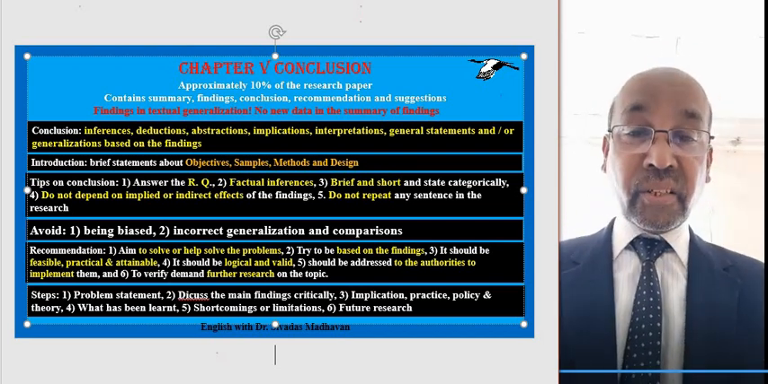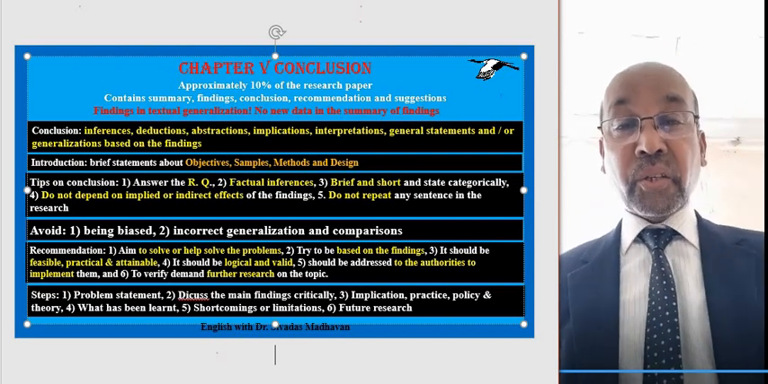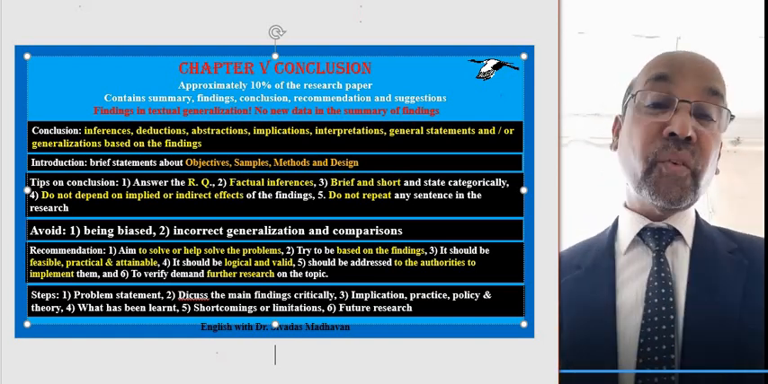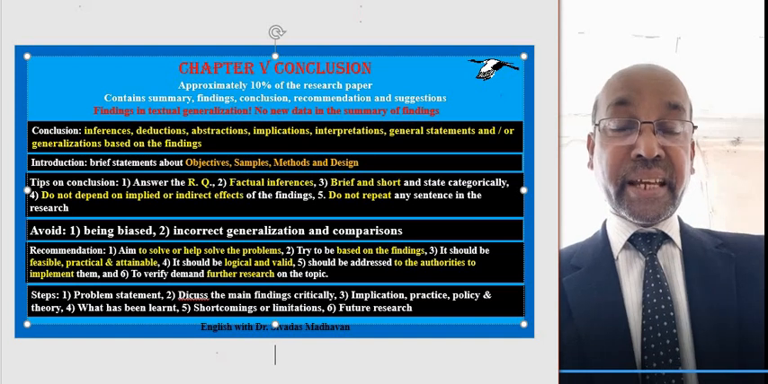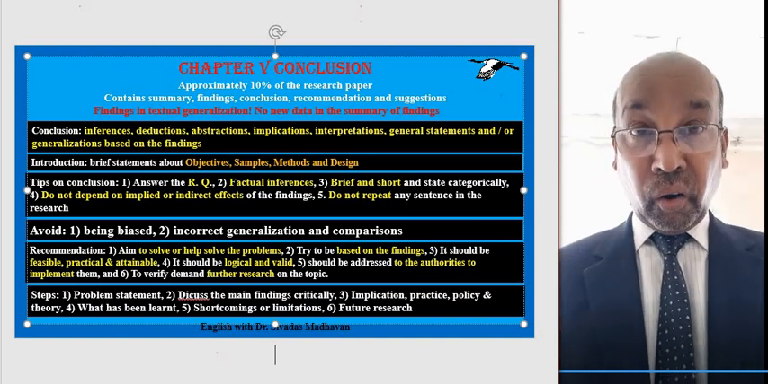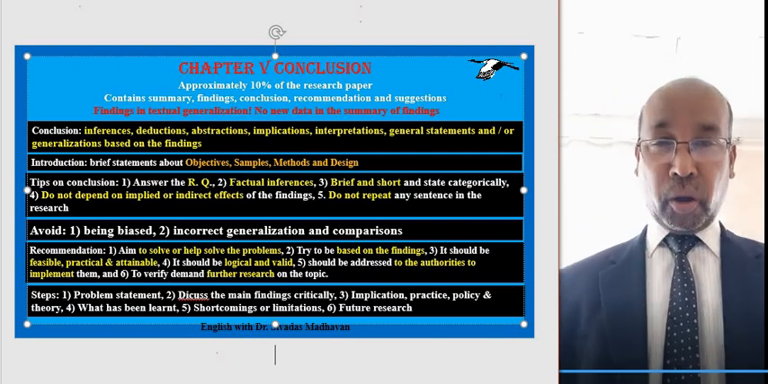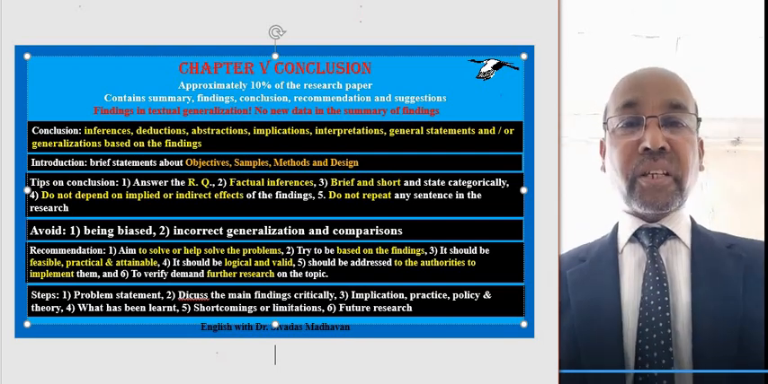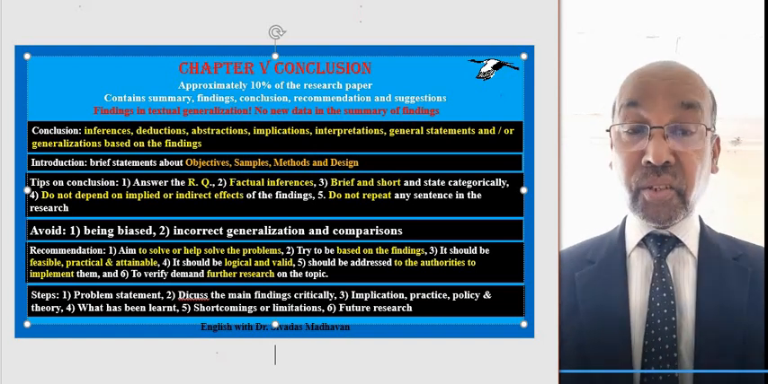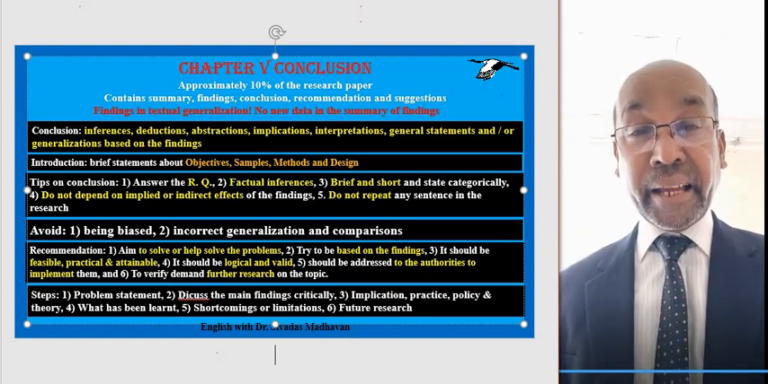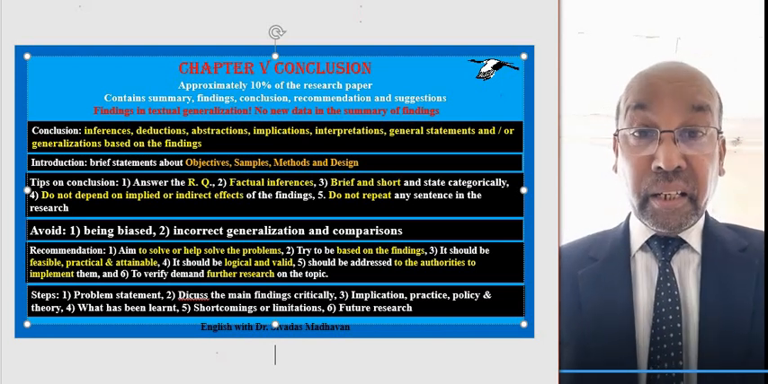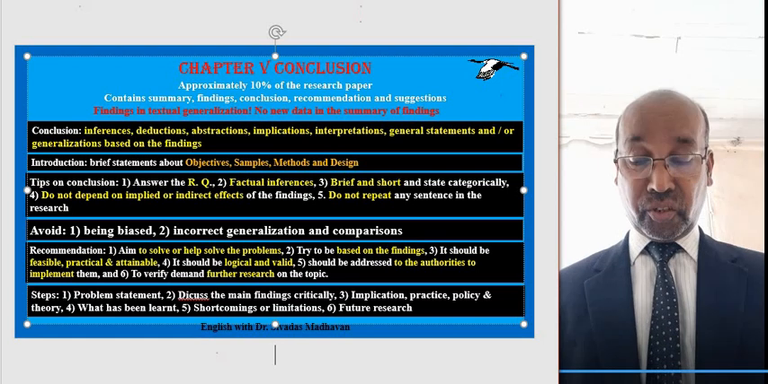So based on these limitations, you will be able to make the recommendations and suggestions for further research. Further research means research based on your research, or the other researchers can start from where you stopped. It's possible on the same topic or on related topics. On related topics or some topics in the same field, other researchers will get a guideline from your research. So that will be the concluding part of the research.